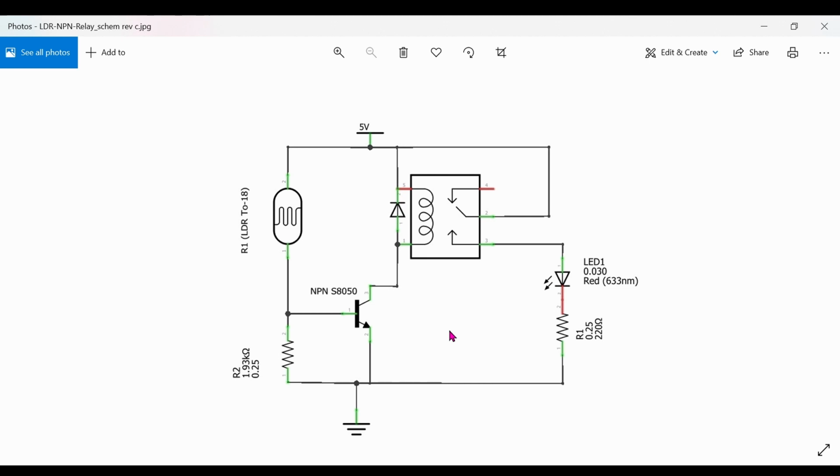You can see that I have the relay or load connected on the collector side of the transistor. It is particularly important which side of the transistor the relay is connected to, and I've learned this the hard way. If it is on the emitter side, the voltage drop across it is not enough to activate the relay coil. I won't pretend to fully understand why, but when a transistor is fully on or saturated, the voltage across the collector emitter is almost zero.